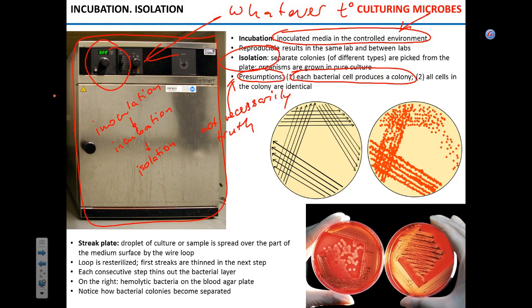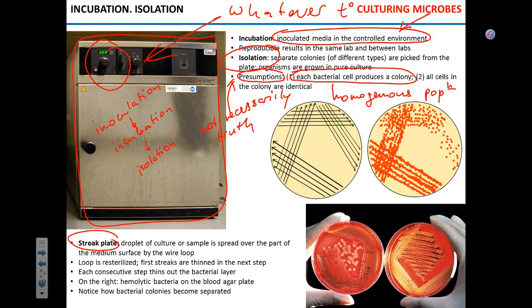Meaning that, hypothetically, if we can pick that one single unique colony, we're going to get a homogeneous population. How do we do it? The first and probably the most important microbiological technique of isolation is called the streak plate.